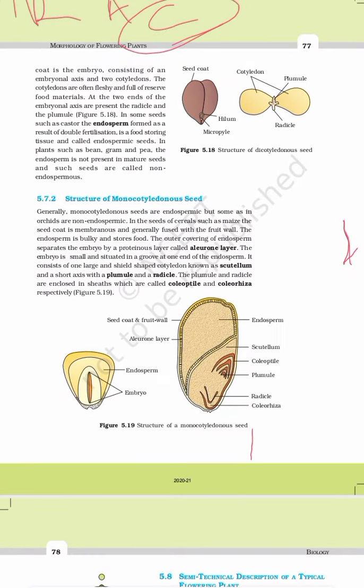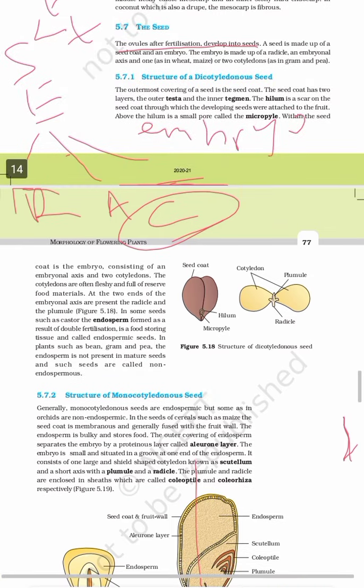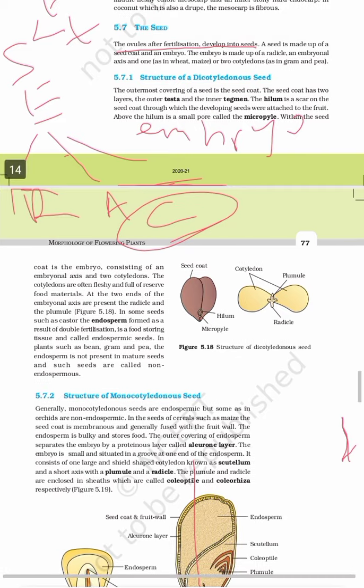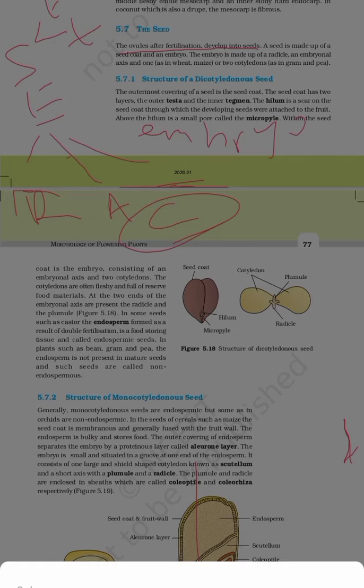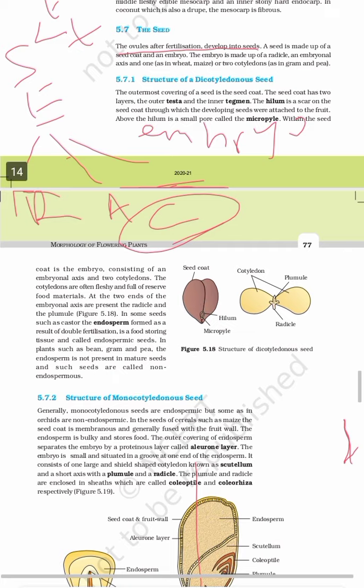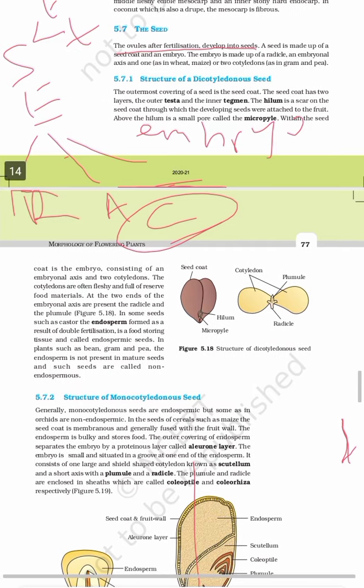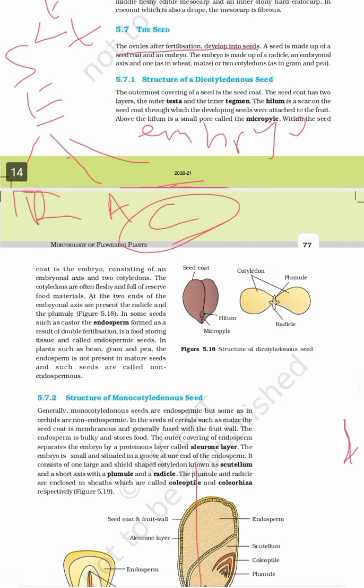Now let us see the structure of each and everything. The outermost covering of the seed is called the seed coat. The seed coat has two layers, the outer testa and inner tegmen. Hilum is the scar on the seed coat where the seed was attached to the fruit. Above the hilum there is a small pore called the micropyle.